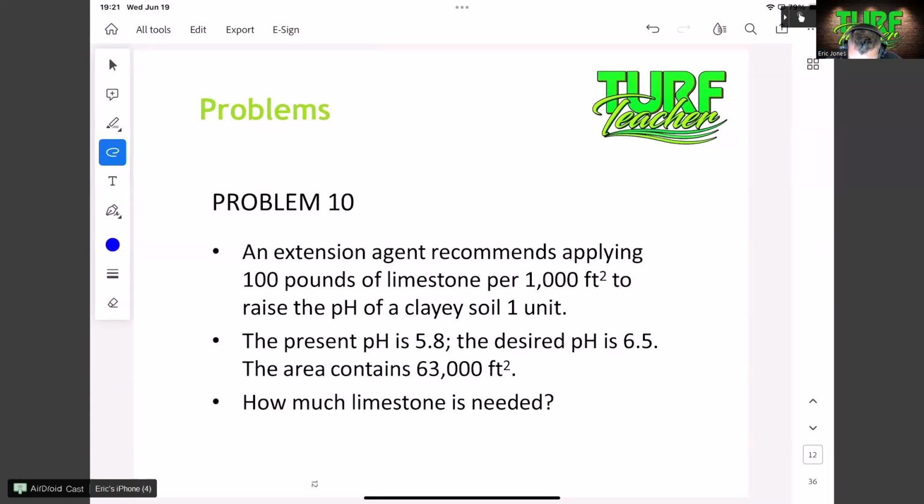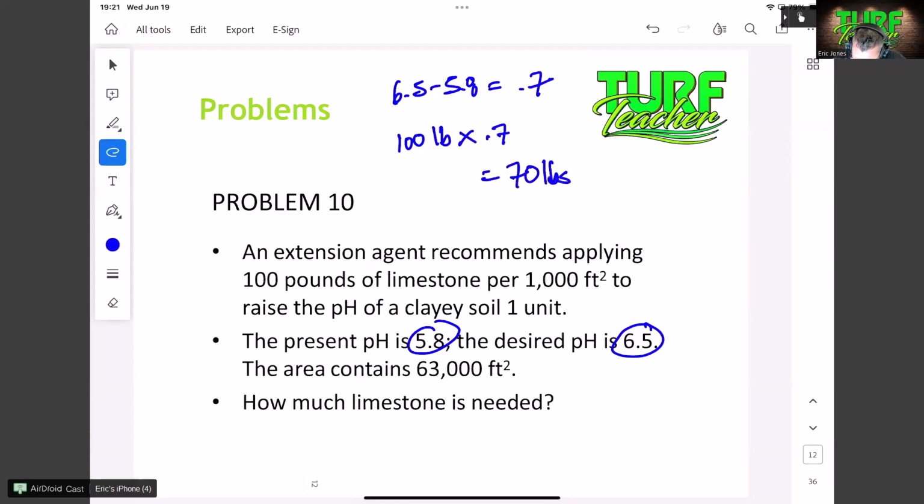So again, we got to figure out what we're going to raise it to. So the 6.5 minus 5.8, we're raising it 0.7. We got 100 pounds times the 0.7. We need 70 pounds of lime to raise it. Well, 70 pounds per 1,000. And so we have 63,000 square feet.